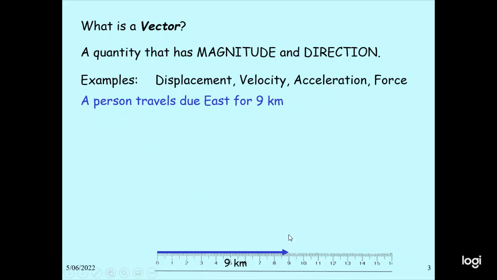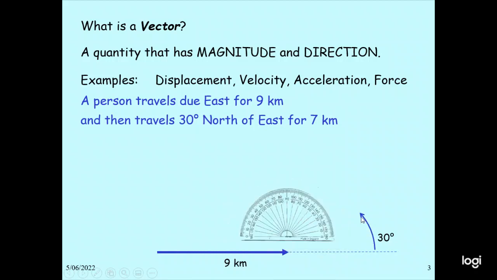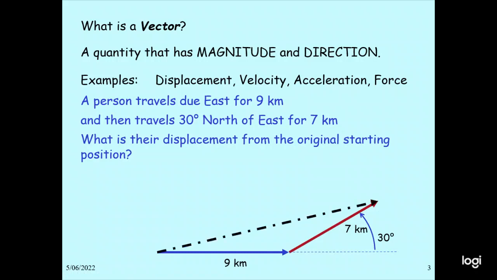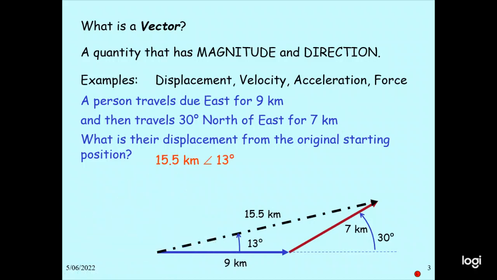A person travels east for 9 kilometers, then travels 30 degrees north of the east for 7 kilometers. So this is the 30 degree measure, and this is the 7 kilometers. Then the starting point, find the ending point, you join. So that person's displacement you can find, and that will be 5 kilometers. So this is angle 30 degree.